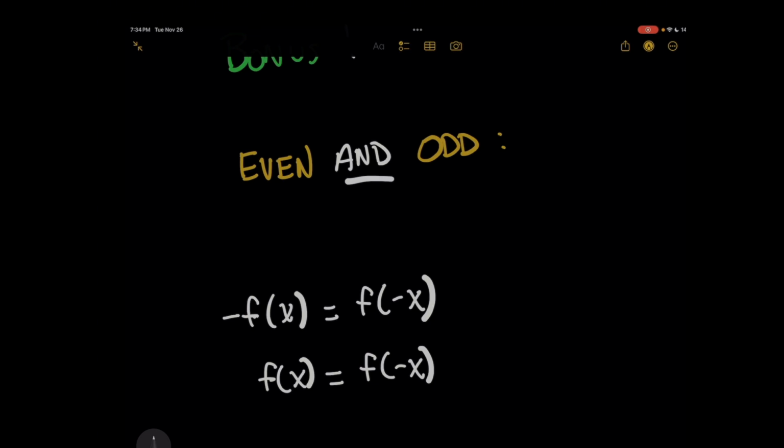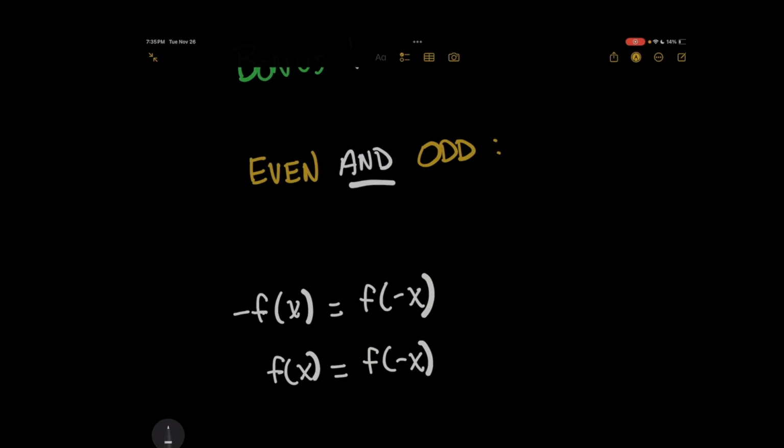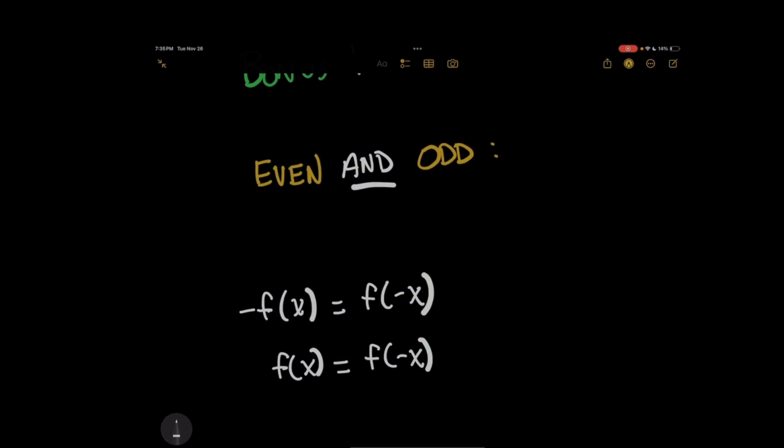This would have to mean then that f of negative x, because it's the same as negative f of x, this means negative f of x must equal f of x. This is the only way that a function can be even and odd. Now, for f of x to be the same as negative f of x everywhere, there's only one possible function that could satisfy this.